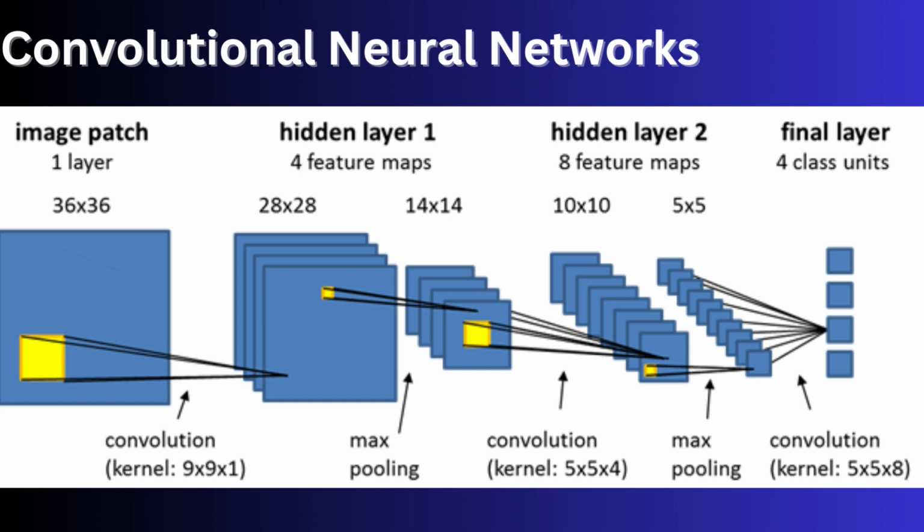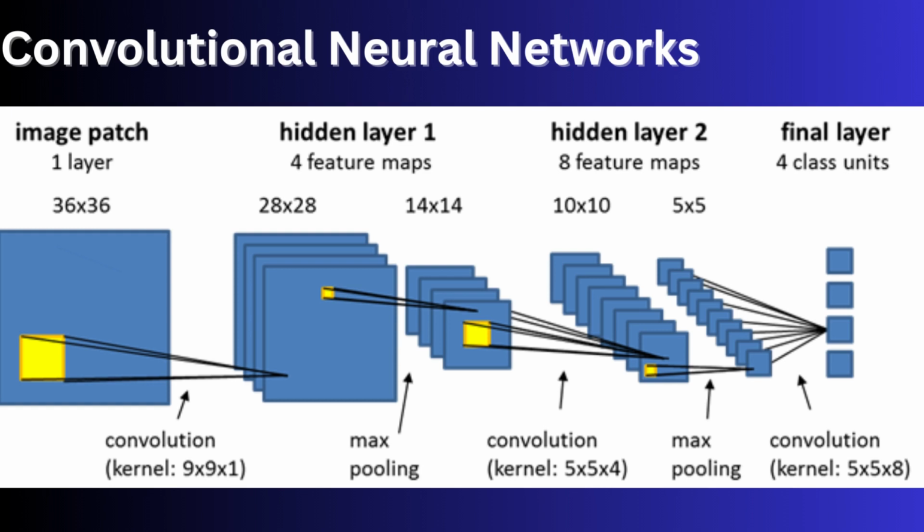Each filter slides over the entire input image, performing a dot product operation at each location. The result of this operation is a feature map, which highlights the presence of specific patterns in the input image.